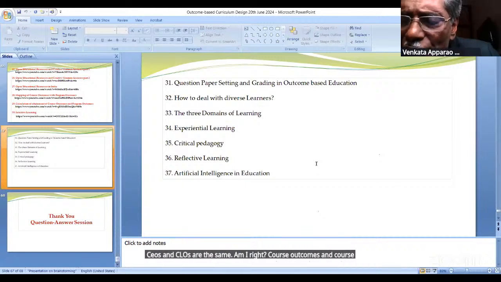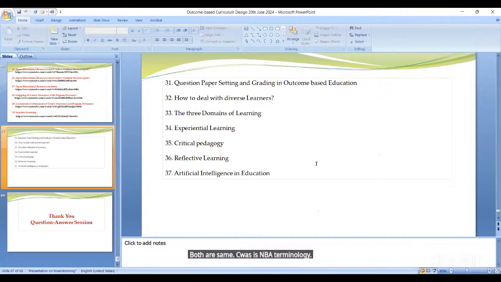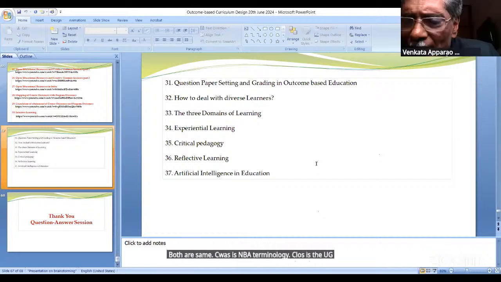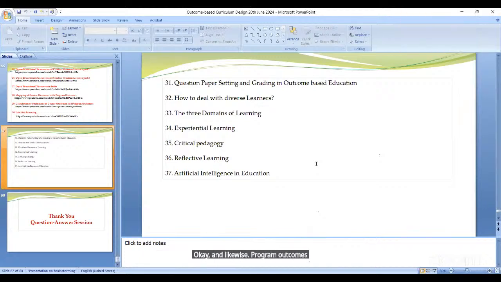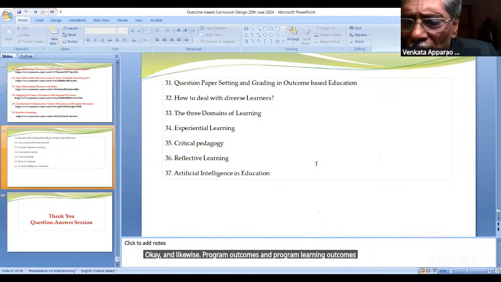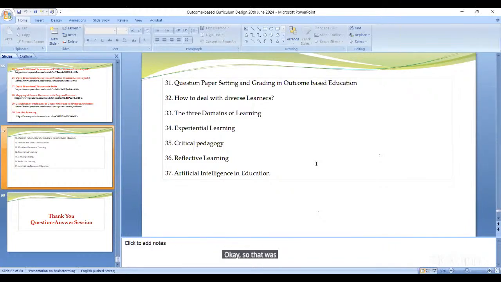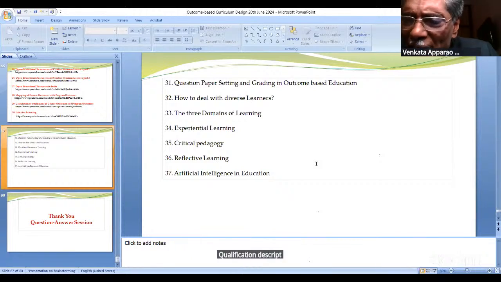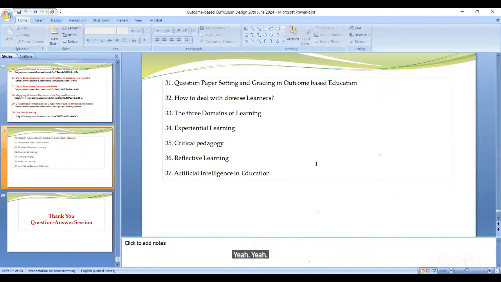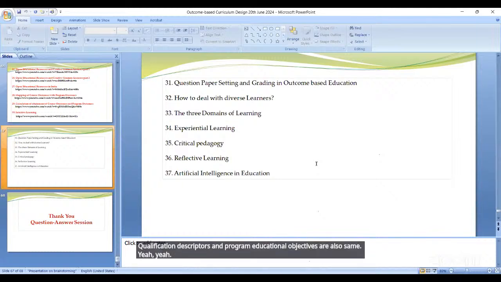Both are same. COs is NBA terminology. CLOs is the UGC terminology. Okay. And likewise, program outcomes and program learning outcomes, POs and PLOs are also the same. Same. Okay, sir. That was point number 1. Qualification descriptors and program educational objectives are also same. Yeah, you have mentioned that. POs and QDs are exactly one and the same.